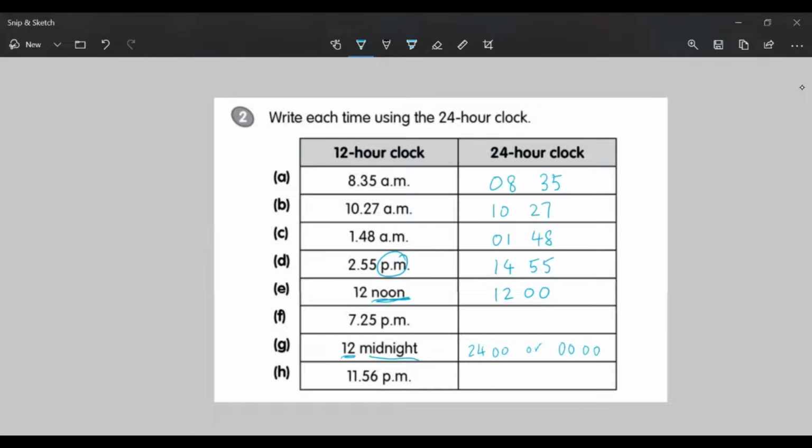And then 11:56 will be 23... Easy or difficult? Easy, right? So you just take note. 12-hour clock means from 0 at the start of the day to 12 noon to the next day 24. It goes in a cycle, so 24 is back to 0. Okay? Let's move on.